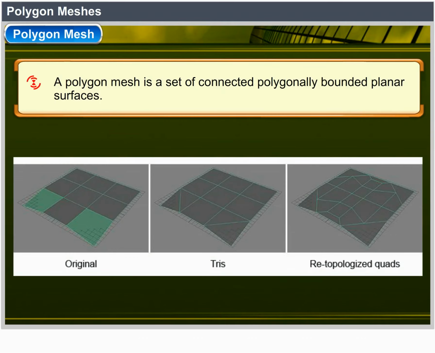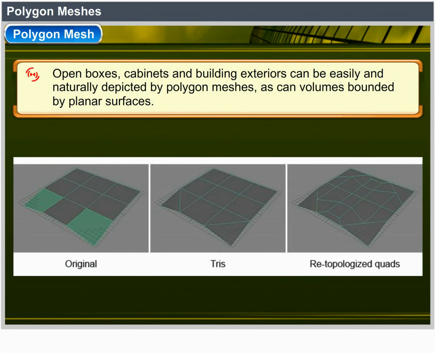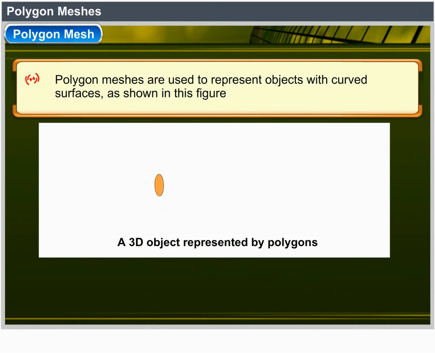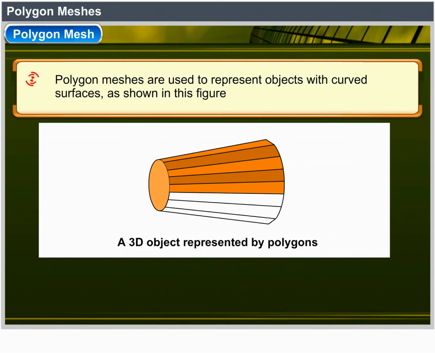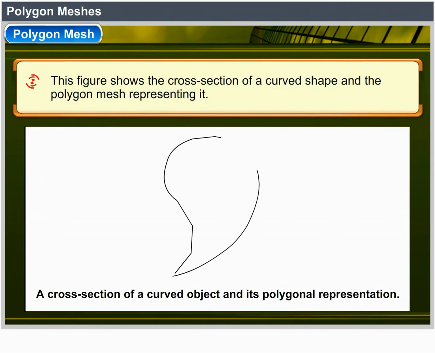Open boxes, cabinets, and building exteriors can be easily and naturally represented by polygon meshes, as can volumes bounded by planar surfaces. Polygon meshes can be used, although less easily, to represent objects with curved surfaces, as in this figure, a 3D object represented by polygons. However, the representation is only approximate. This figure shows a cross-section of a curved shape and the polygon mesh representing it. A cross-section of a curved object and its polygonal representation.